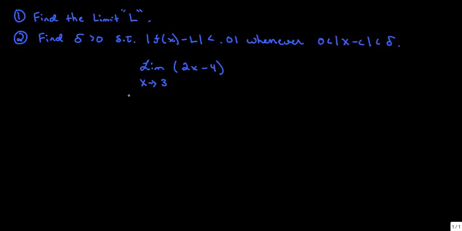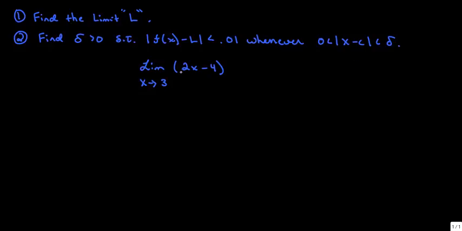Okay, for this type of problem, what we're going to do is evaluate the limit as x approaches 3 of 2x minus 4. So the first part of it is to find the limit, L, and the second part is to find a delta so that this piece right here holds whenever this piece. Now the second part's going to be hard. The first part will be pretty easy.